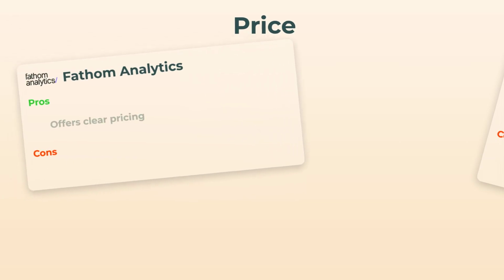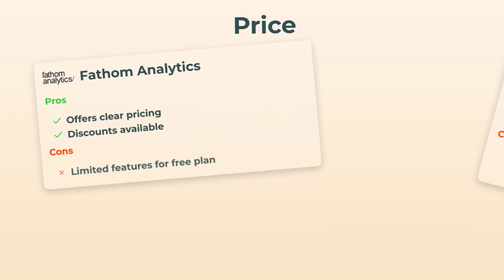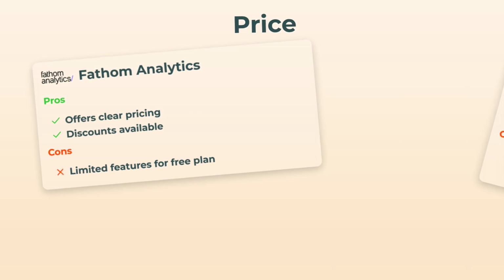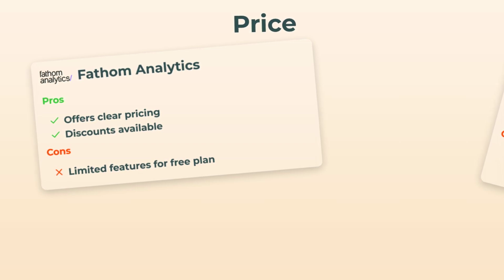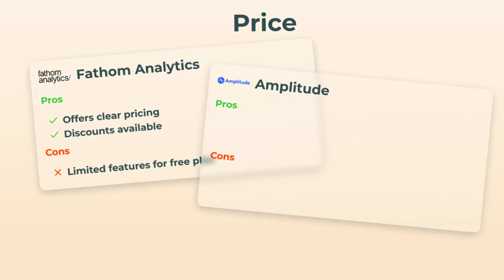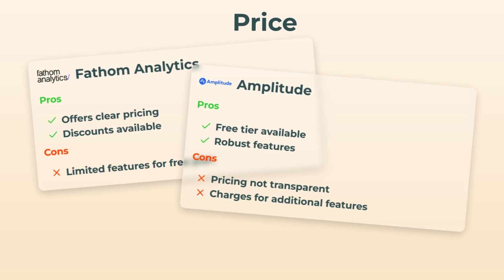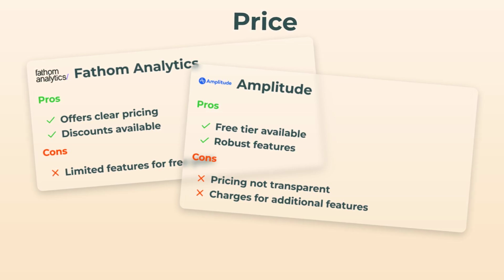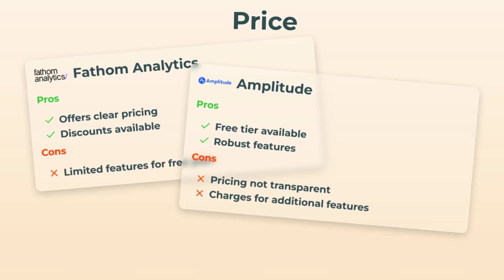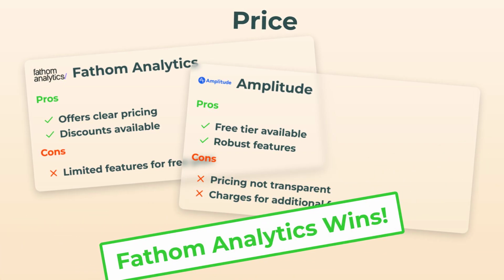All right, let's kick things off with price. Fathom Analytics is pretty transparent here, with clear pricing and even some decent discounts if you pay annually. You won't really find any hidden fees. But hey, if you're hoping for a super generous free plan, Fathom's a bit limited. Now, Amplitude does have a free tier, and that's always cool to have if you just want to dabble. But their pricing is not the easiest to figure out, and if you need more features, prepare for extra charges. If you want straightforward, Fathom wins here. Subtly, but still a win.